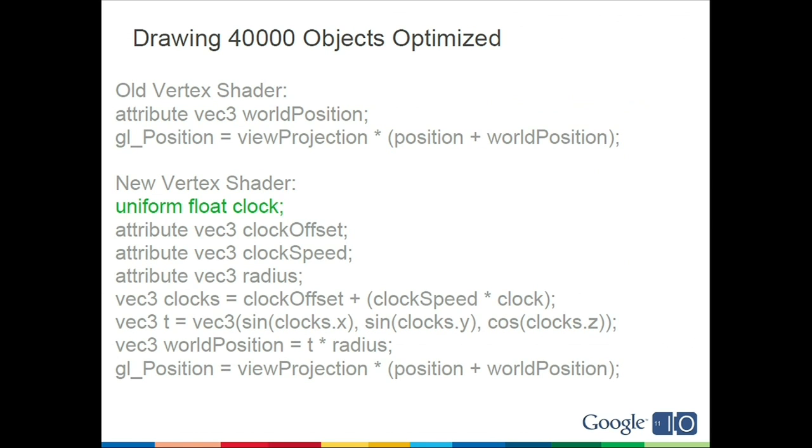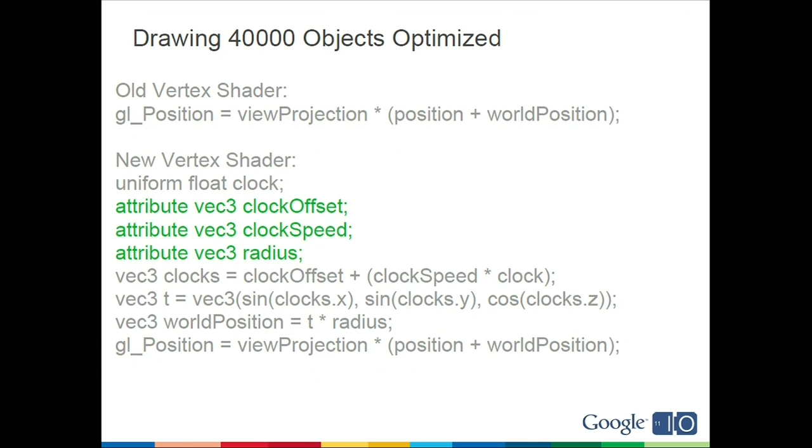So here's our shader again. We're back to our old shader at the top. In the new shader, we're going to pass in our clock. We're going to get our clock offset, speed, and radius from our buffers. And before, in JavaScript, we did this in 3 lines, but in the shader, we can do it in 1 line because that clock is a vec3. A vec3 has an x, y, and a z. Clock offset has an x, y, and a z. Clock speed has an x, y, and a z. So that's actually doing all 3 clocks at once.